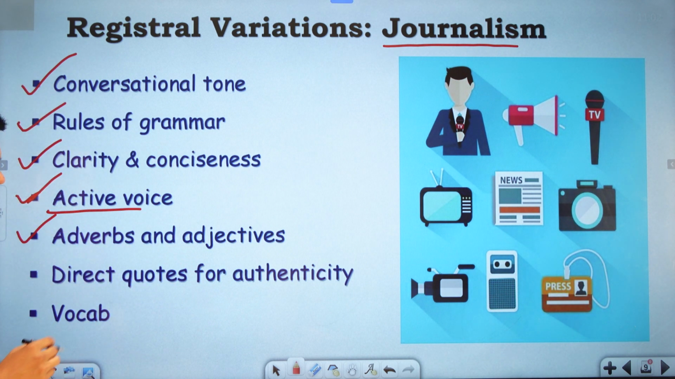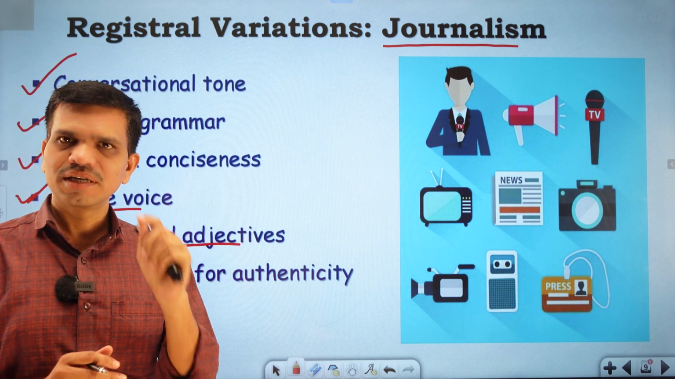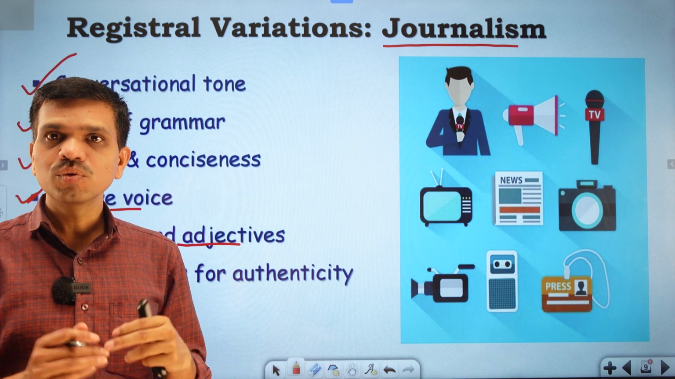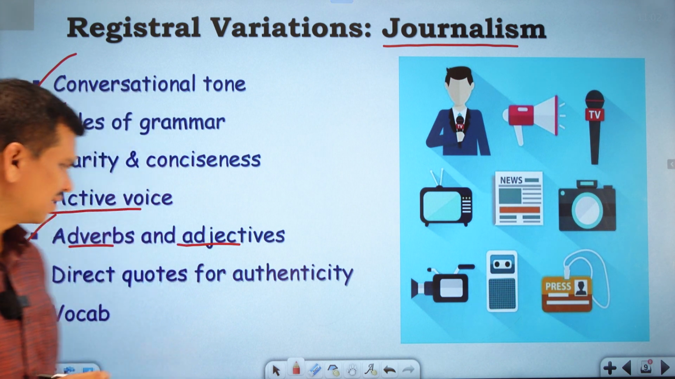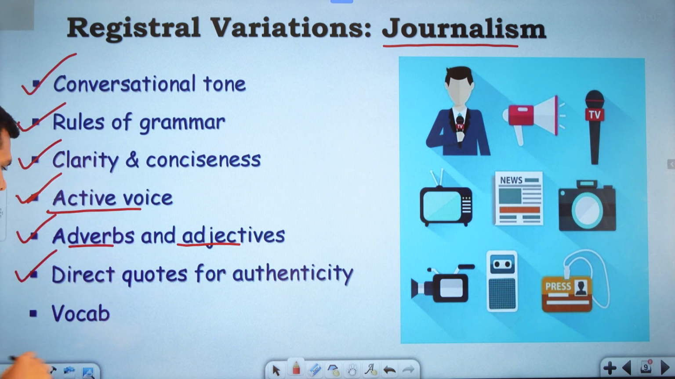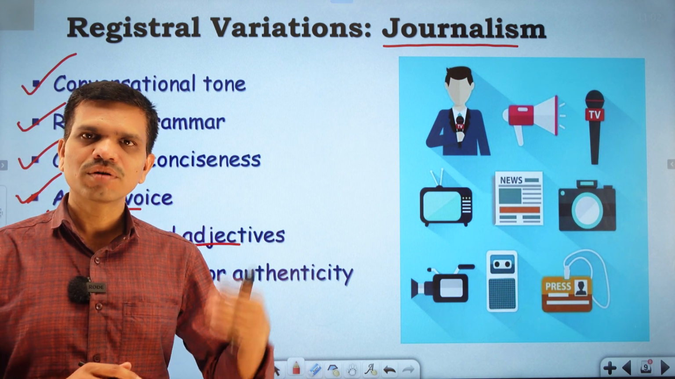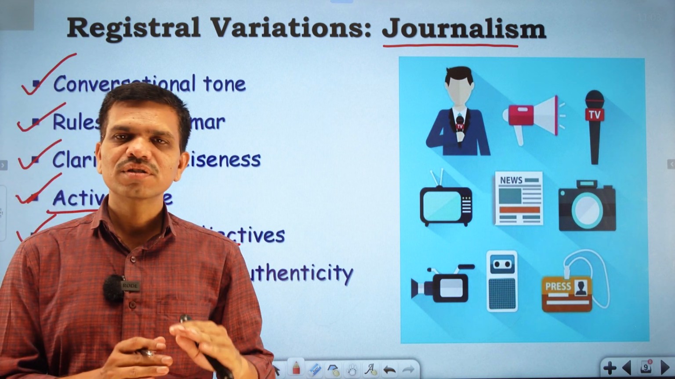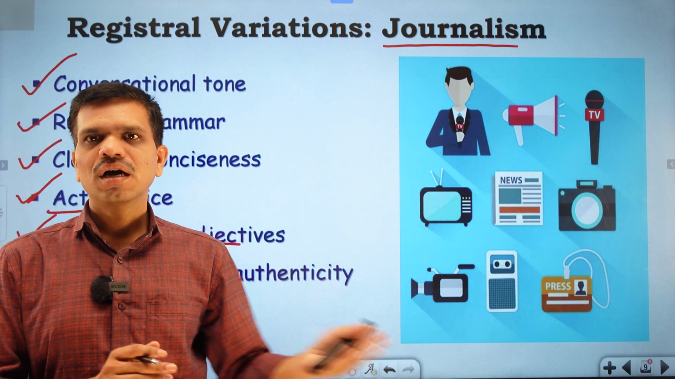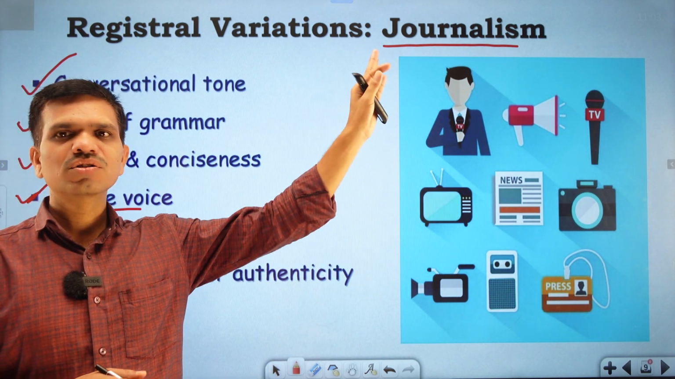Then they use, very strategically, adverbs and adjectives. If you listen to a correspondence or a news item, you will understand how they use adjectives and adverbs. They use them very strategically or very simplistically. Then they sometimes use direct quotations to impart authenticity to their news item or news correspondence. So this is also an important feature. Then the vocabulary used in journalism also differs from the vocabulary of other fields or other registers. So these are some of the important features of the language or register used in journalism.